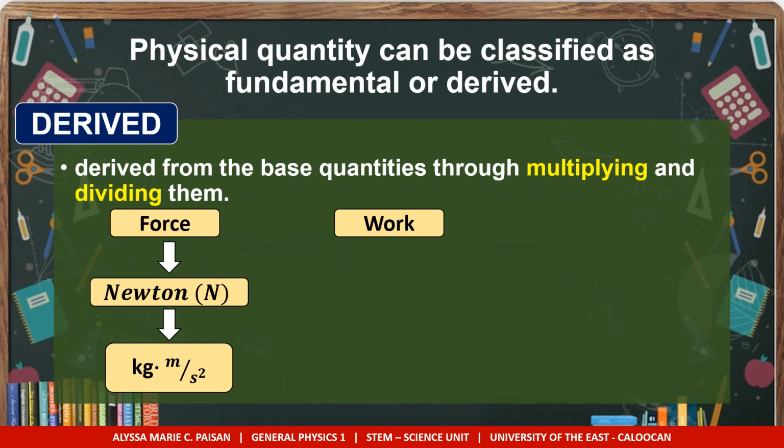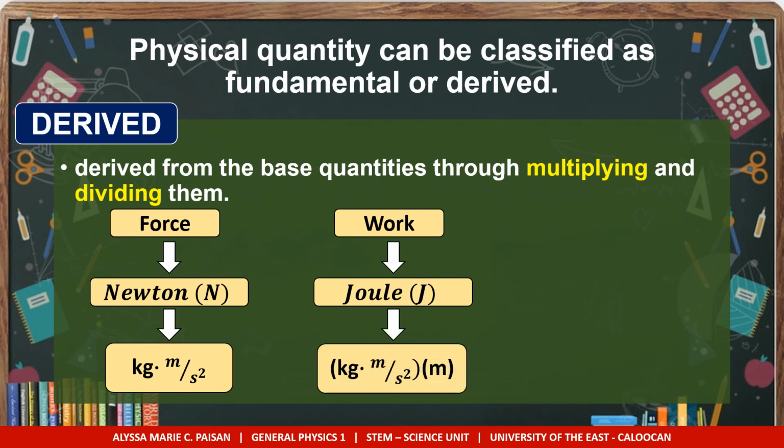Okay, next example will be work with the SI unit joule or J. Joule is obtained by multiplying kilogram or kg by m divided by s squared. After that, you need to multiply all those units by m. The fundamental quantities involved are mass, length, and time.